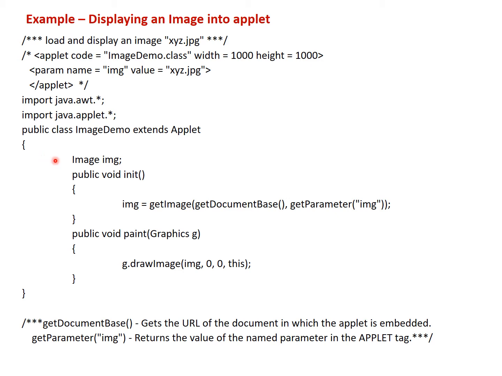Then we override the init method in which the code is img = getImage(getDocumentBase(), getParameter("img")). Then by using paint method we display the image on the applet, that is g.drawImage(img, 0, 0, this). getDocumentBase gets the URL of the document in which the applet is embedded. getParameter("img") returns the value of the named parameter in the applet tag.